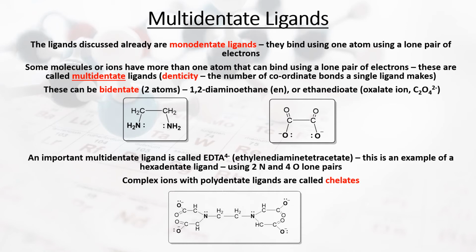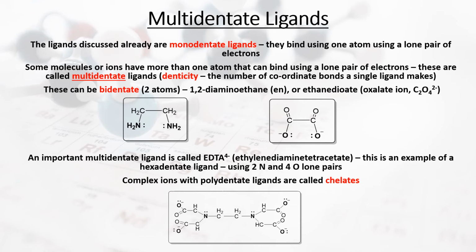Now there are examples of lots of other types of denticities. So you can have ligands being able to make 4 coordinate bonds. There's lots of different examples. But another really important example to know for A-level is something called EDTA. This stands for ethylene diamine tetraacetate. If you break that name down, ethylene diamine is almost exactly the same as the 1,2-diaminoethane that we had. And then we have this tetraacetate, so 4 acetate groups. And that's exactly what the structure ends up looking like.